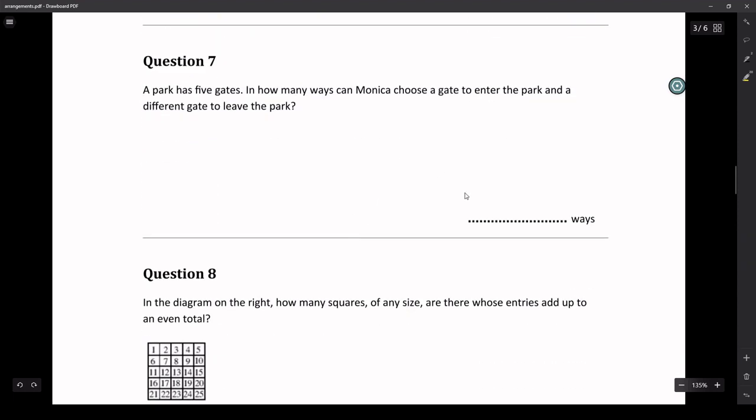With question 7, well, this one's pretty straightforward. There's 5 possible gates to enter and then 4 possible gates to leave, which gives 20 ways to do it.